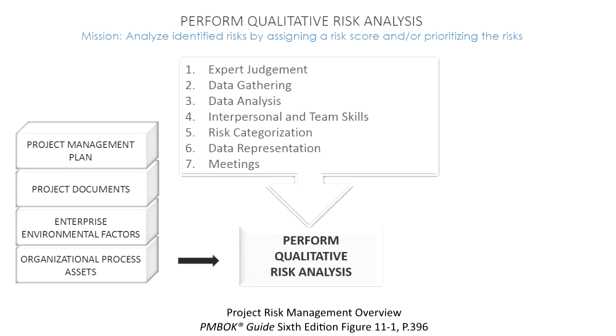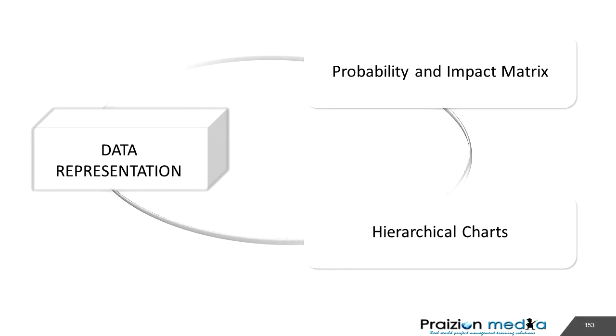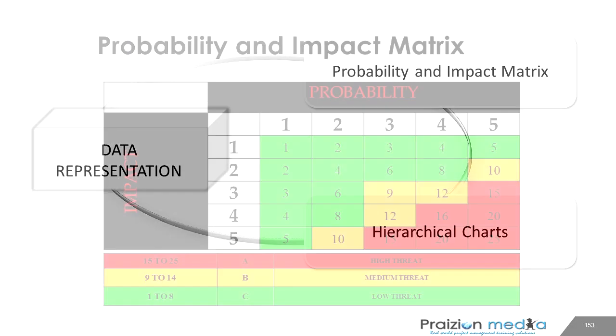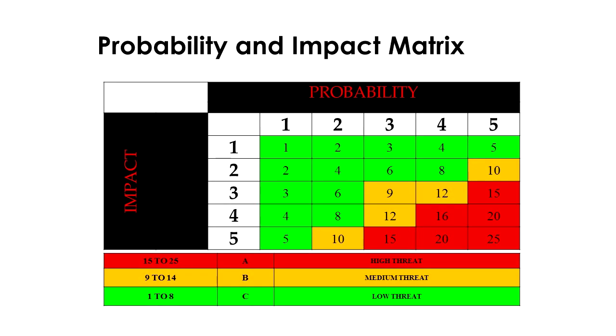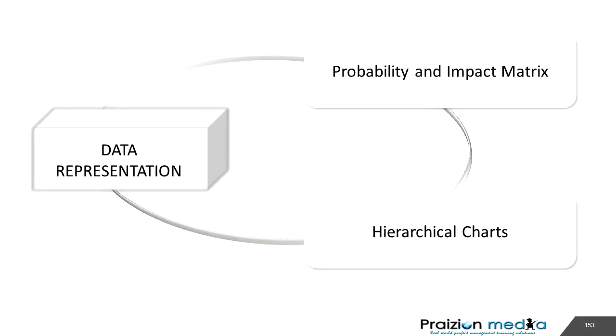The next tool and technique is data representation. How do we represent the data? Well, we could use the probability and impact matrix. Remember, this is documented in the risk management plan. We could also use hierarchical charts, and hierarchical charts could be used where we have categorized risks using one or more parameters. We could have a chart showing risks by proximity and detectability. We could have a bubble chart showing risks by urgency and propinquity, for example.